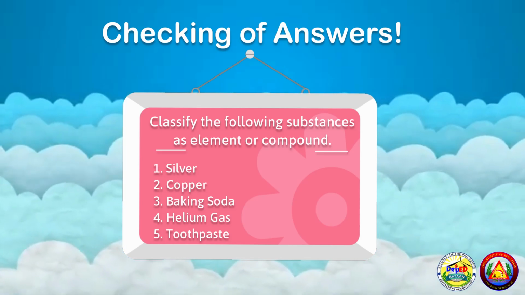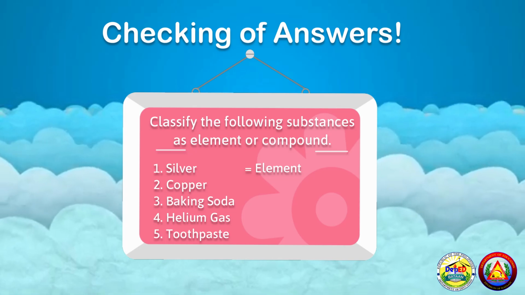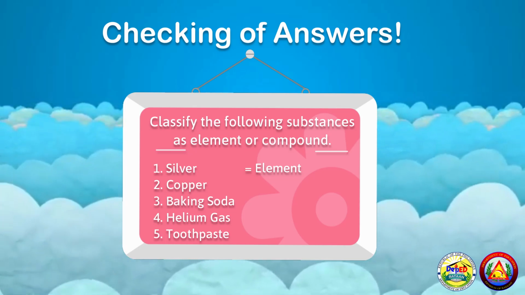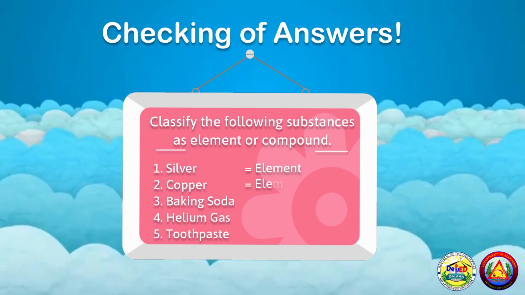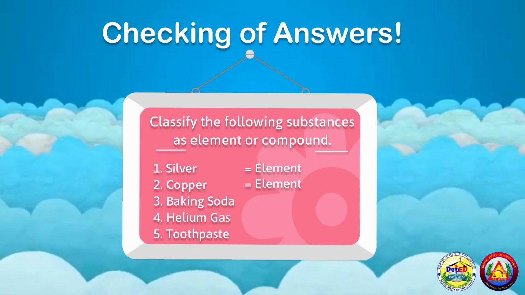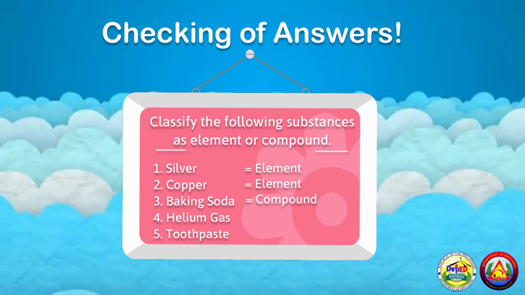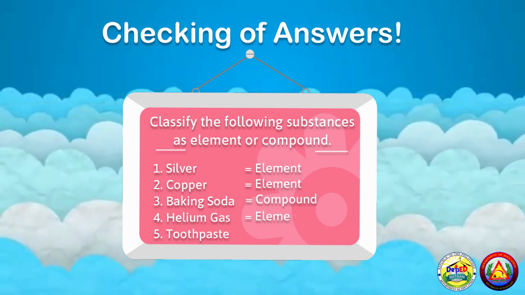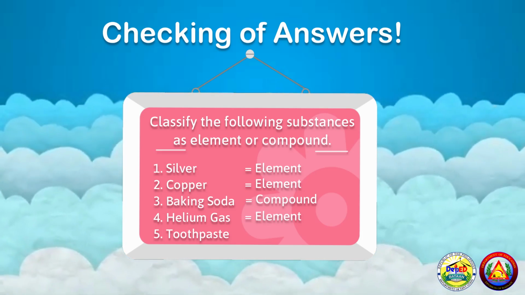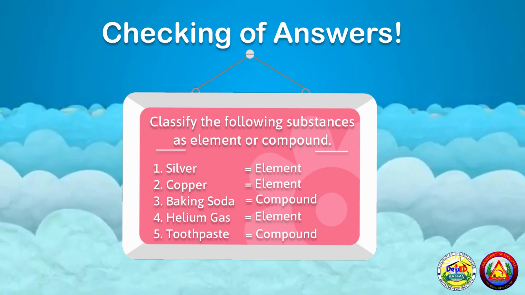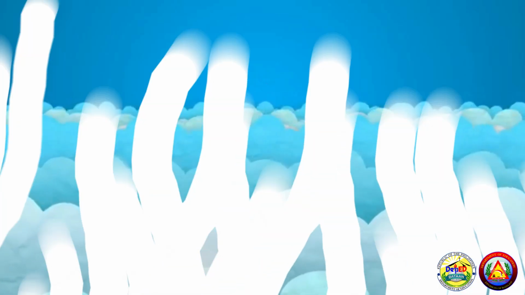Number 1, silver is an element. 2, copper is an element. 3, baking soda is a compound. 4, helium gas is an element. 5, toothpaste is a compound.